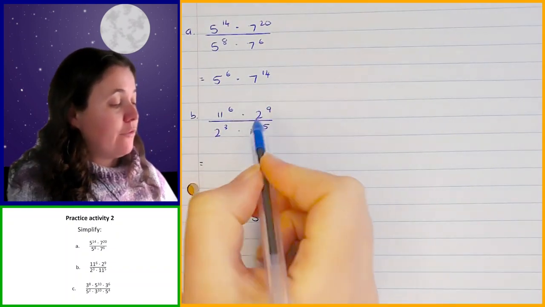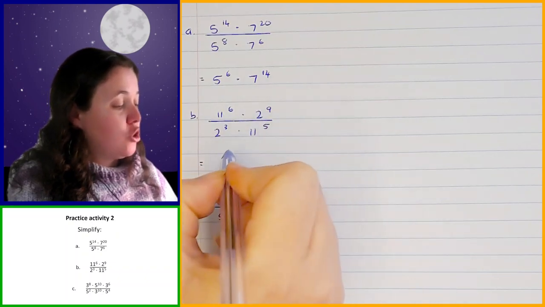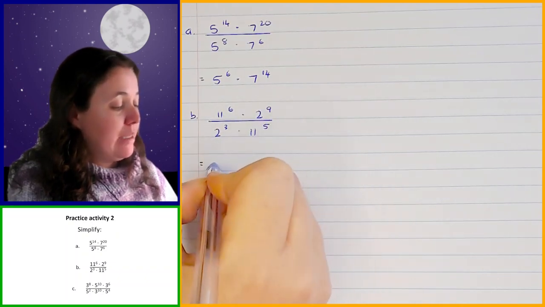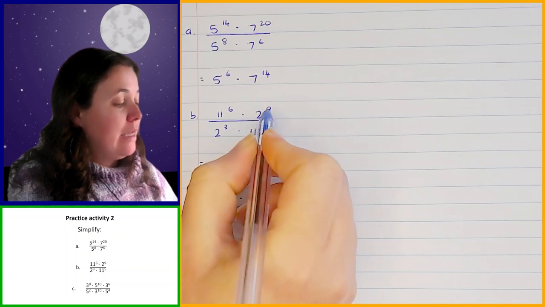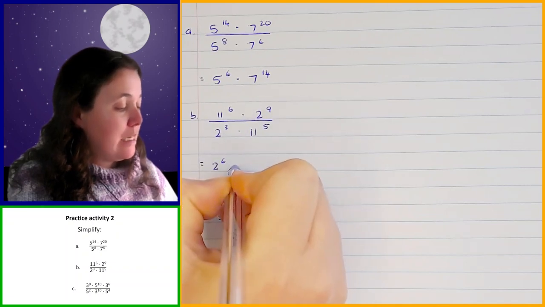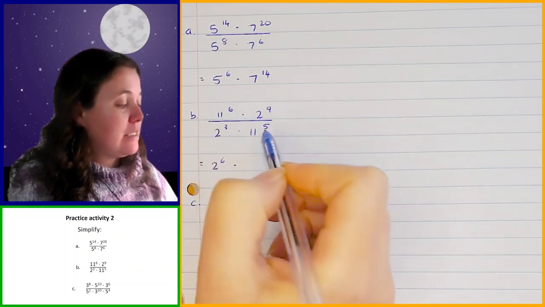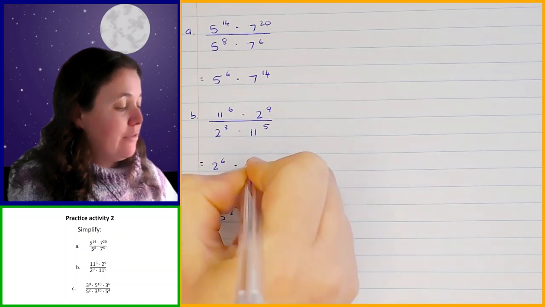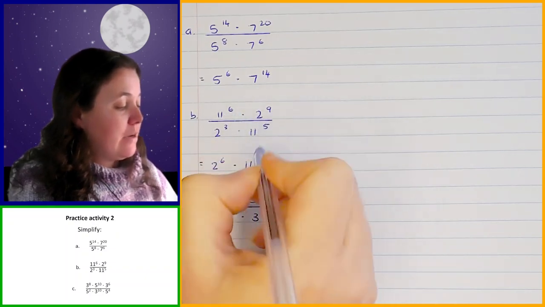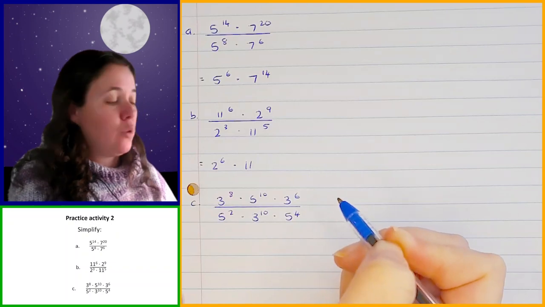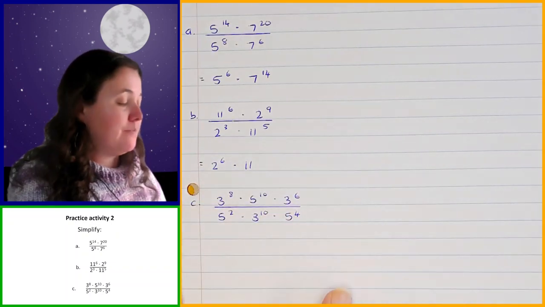Okay, so I'm going to work first with the 2s. So I'm going to say 2 to the power of 9 divided by 2 to the power of 3 is 2 to the power of 9 minus 3 is 6, times 11 to the power of 6 divided by 11 to the power of 5 is 11 to the power of 6 minus 5, which is 1, and I don't need to write that one. So it's just 2 to the power of 6 times 11.